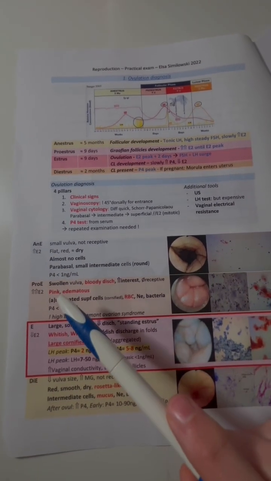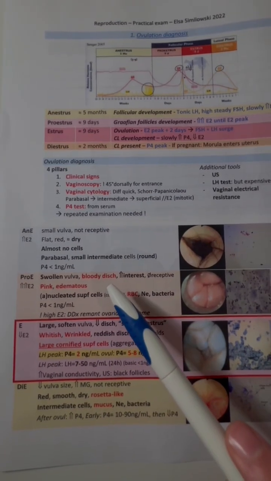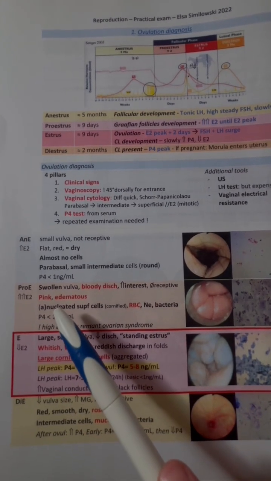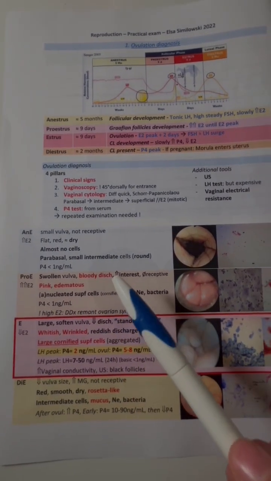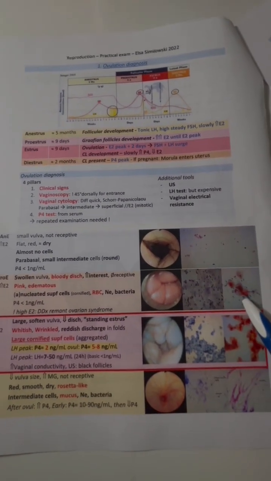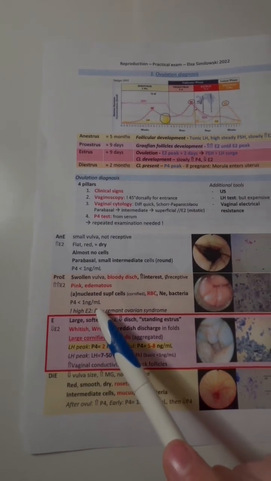In proestrus, we see a swollen vulva and bloody discharge. The dog can show increased interest. The vulva is pink and edematous. We can see nucleated superficial cells and red blood cells. The P4 should still be less than 1 ng/ml.